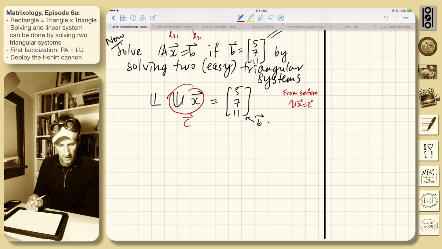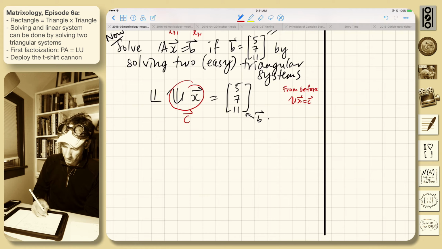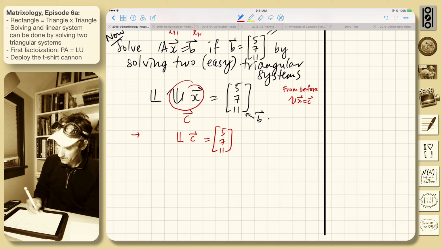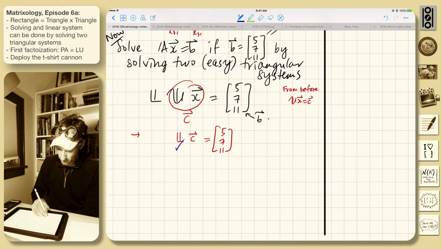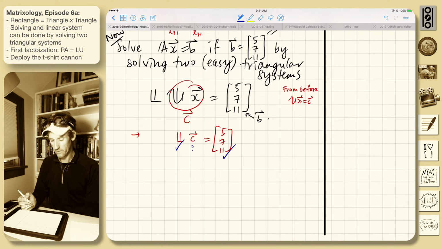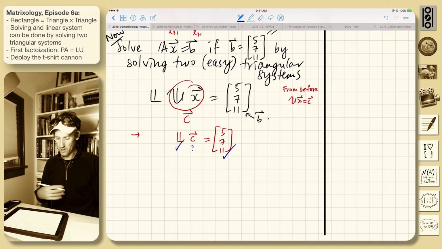This thing is confused. Okay, so good. If that's true, let's just rewrite it. So now we've got L times C equals 5, 7, and 11. And the thing about this, maybe I haven't said this properly, is that we know what L is, right? We don't know what C is, and we know what this beast is. Oh, this is B. So this is an Ax equals b problem, but triangular.